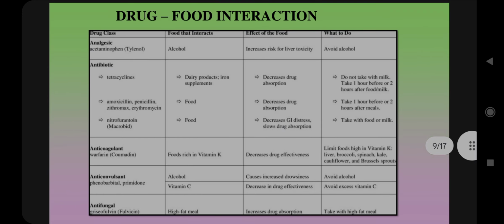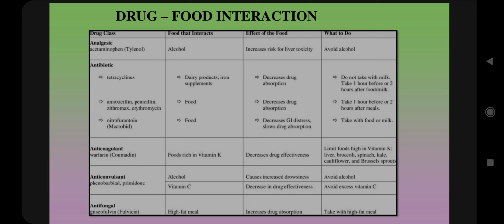Next is the drug and food interaction. In that case, I had taken examples of food interaction with the drug. Example is the analgesic acetaminophen, and its interaction with alcohol will increase the risk of liver toxicity, so we should avoid it. Here they have written what to do, means precaution, like we should avoid alcohol. In the case of the antibiotic tetracycline, we should not take it with milk. Take it 1 hour before or 2 hours after.